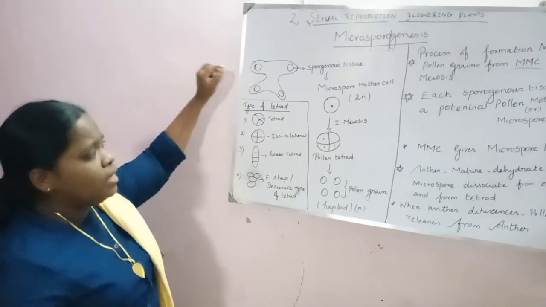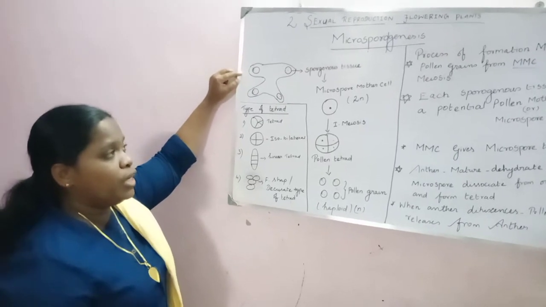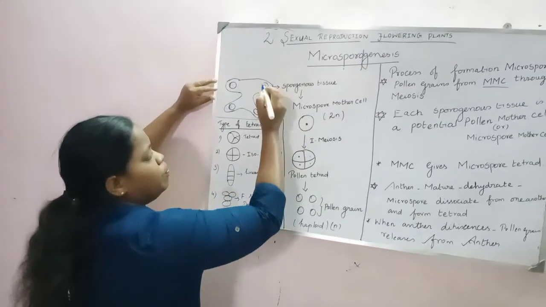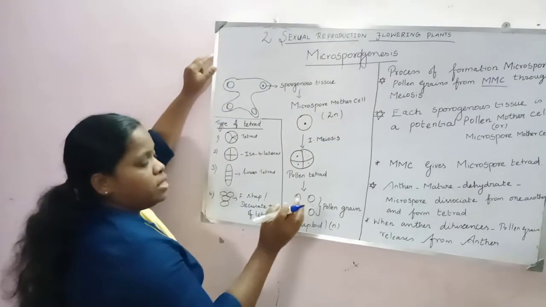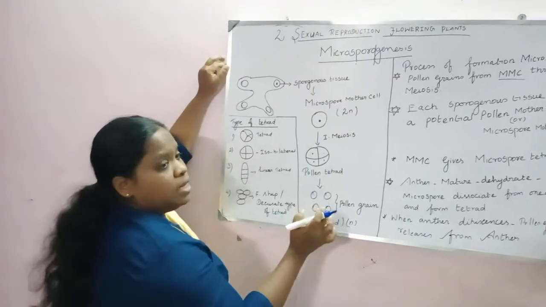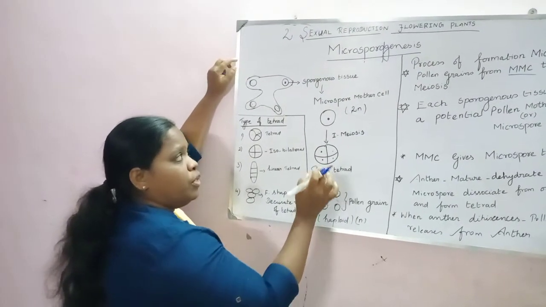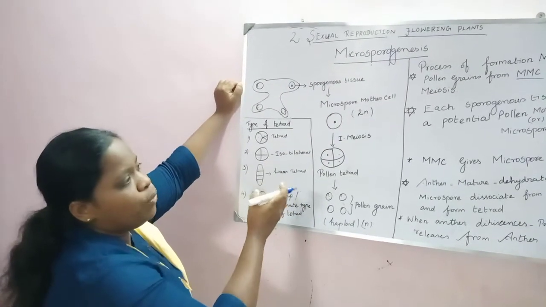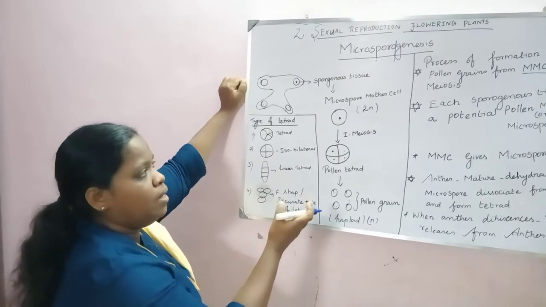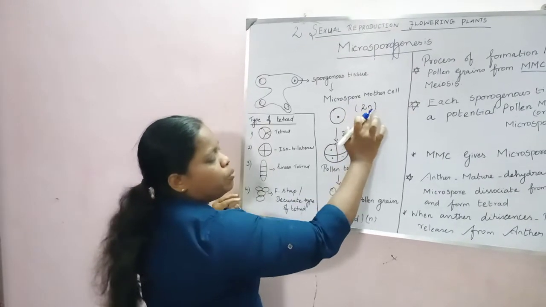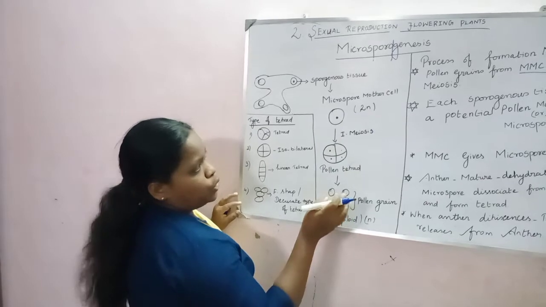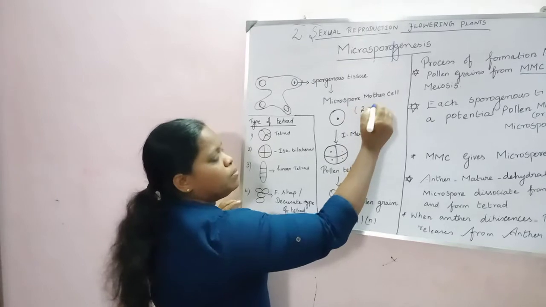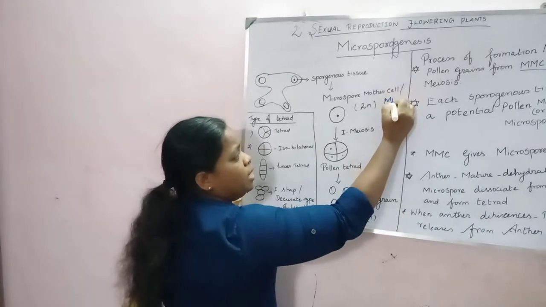First, we already learnt about the sporogenous tissue in the microsporangium. What is sporogenous tissue? In the microsporangium, there are compactly arranged homogeneous cells called sporogenous tissue. The sporogenous tissue has the potential to form the pollen mother cell or microspore mother cell. The microspore mother cell is diploid in nature, with 2n chromosomes, and is otherwise called MMC.